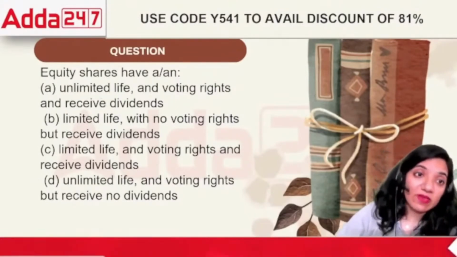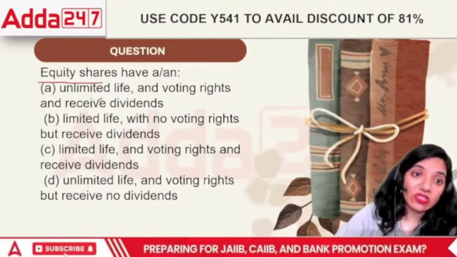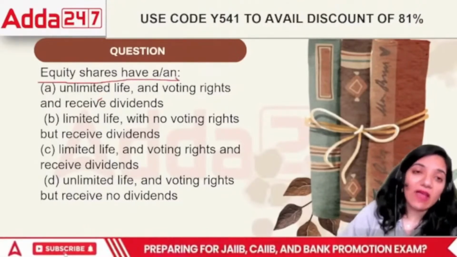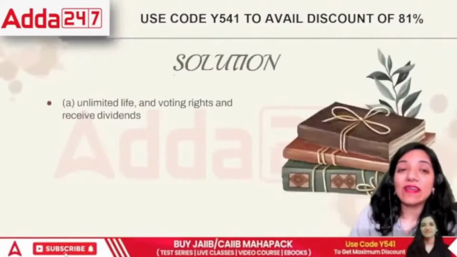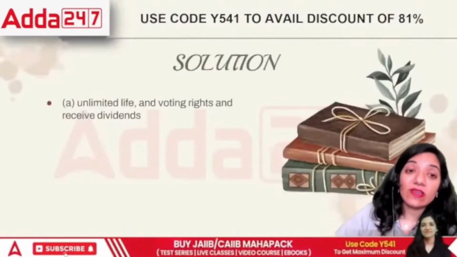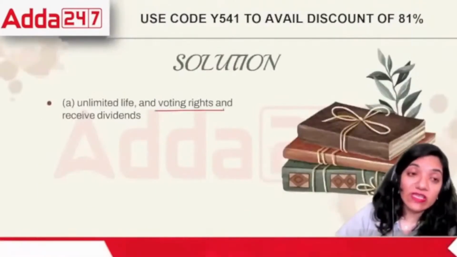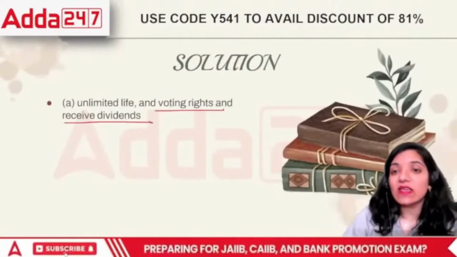And why does this happen in terms of this working? Equity shares have an unlimited life. They get the voting rights because they are the owners or the risk takers of the organization, and yes, they receive dividends.